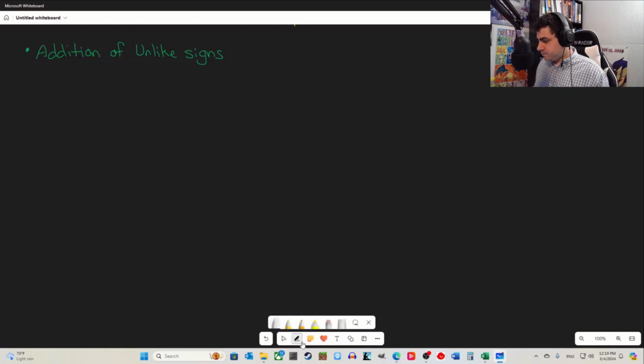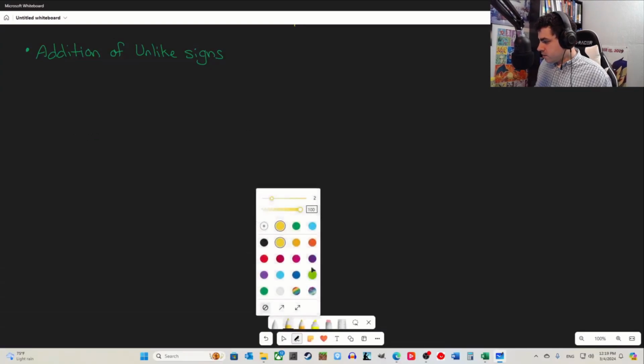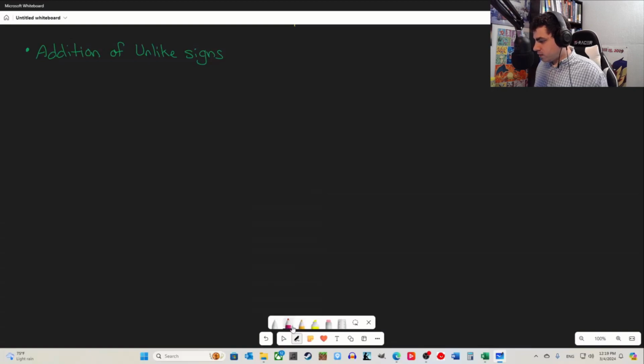But for now, let's use a different color. I'm going to show how absolute value can be used to help figure out what the addition of two numbers with different signs is. So what we can do is put everything in absolute values and subtract the two numbers. And then we keep the sign of the largest number. So, for example, say we have 12 plus negative 7. How do we do this? We subtract their absolute values and you keep the sign of the larger number.